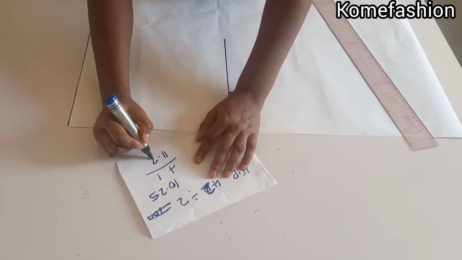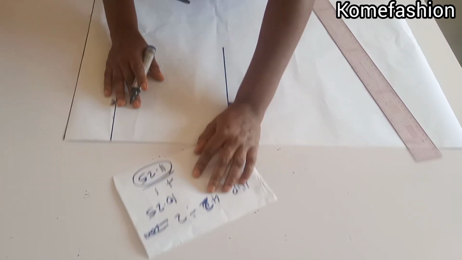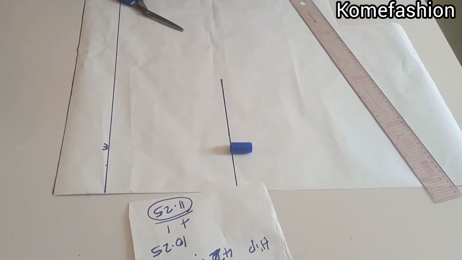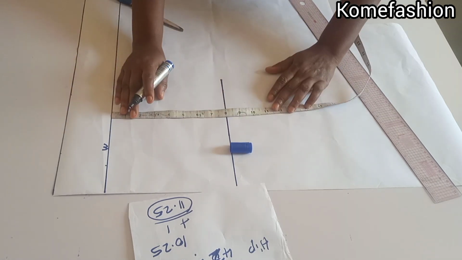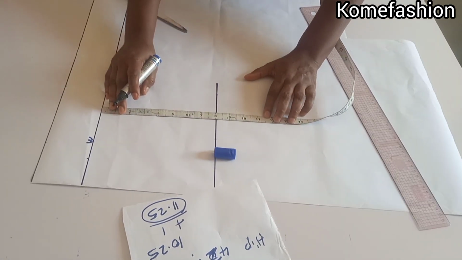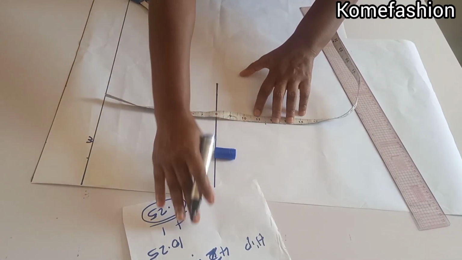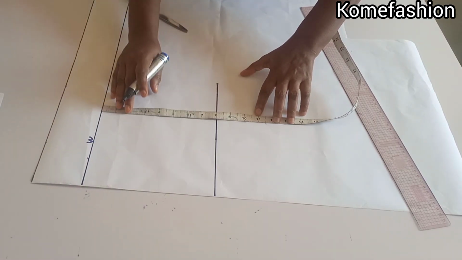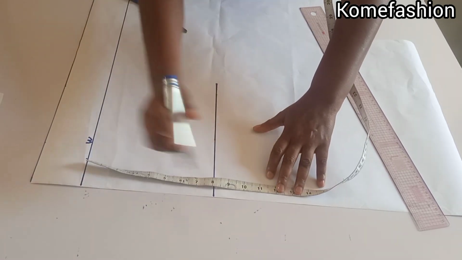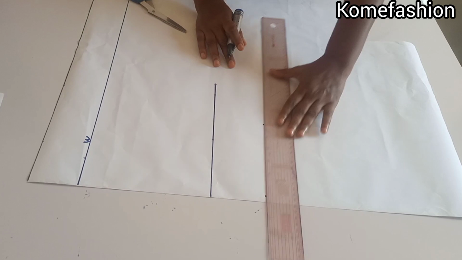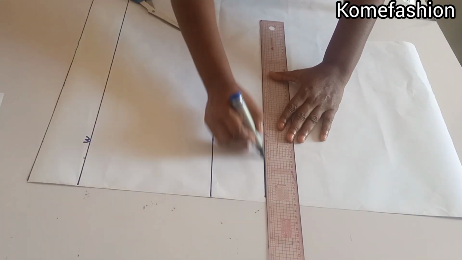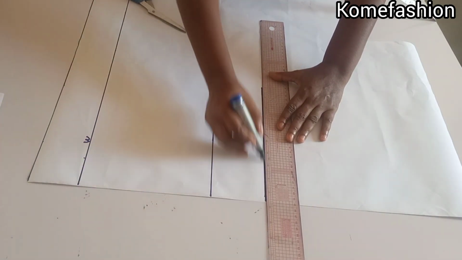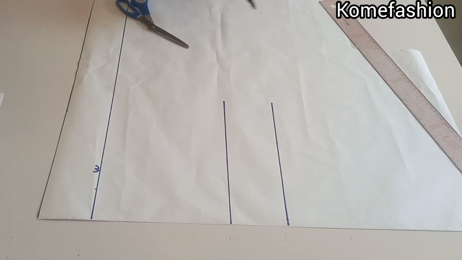But this pant is not going to be fitted, it's free. So I added 1 inch. After dividing my hip measurement by 4, I added 1 inch to it to get 11.25. If I divide the hip measurement by 4, it's going to give me 10.25, but I added 1 inch to make it 11.25 because it's going to be a free pant and I don't want the crotch to be firm on my body.